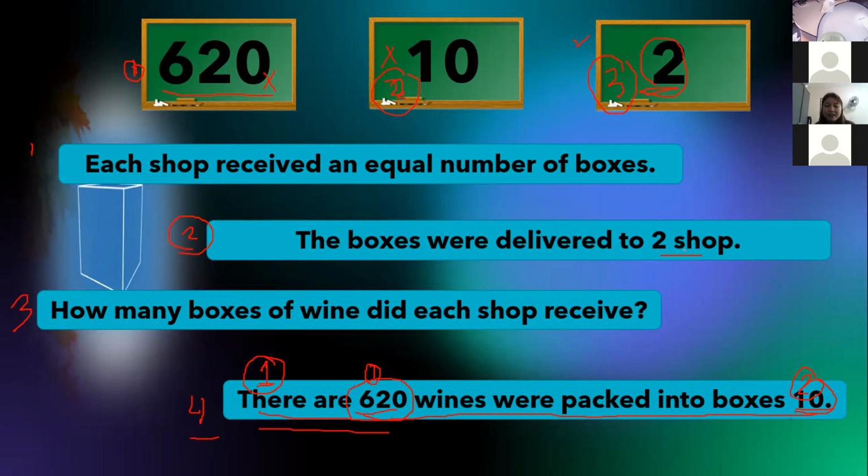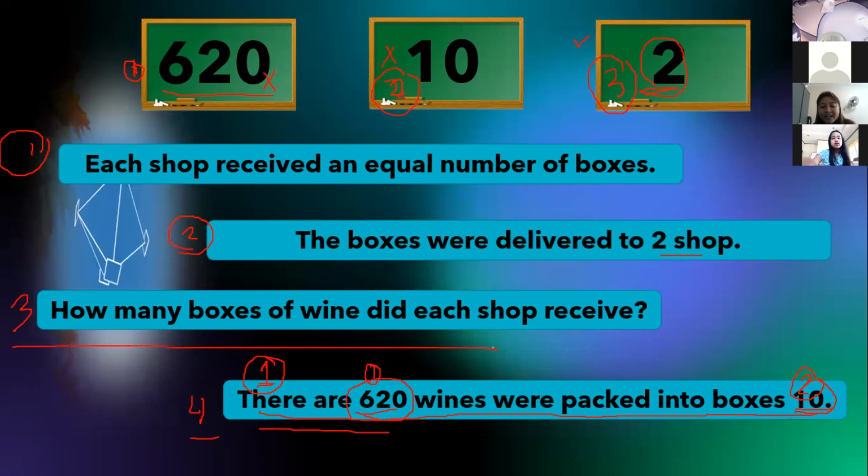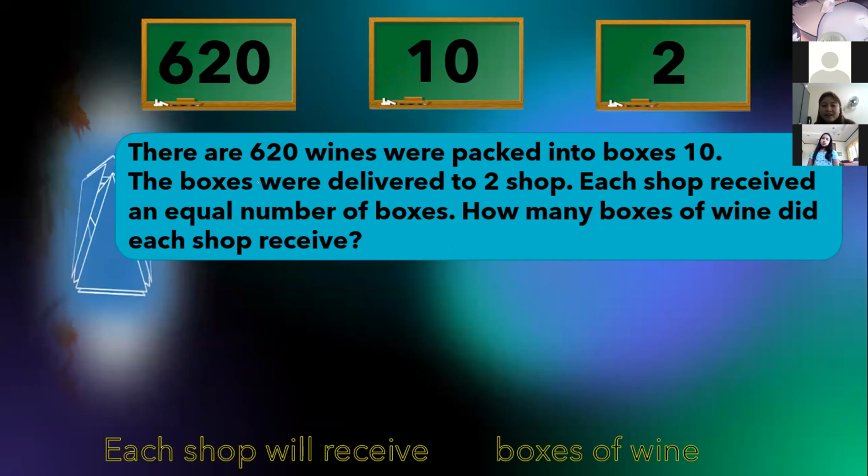So the next sentence, what will be, 1 or 3? Okay, very good. The last one is 3. Very good. So it means we have here, there are 620 wines were packed in 2 boxes 10. So the boxes were delivered to 2 shops.